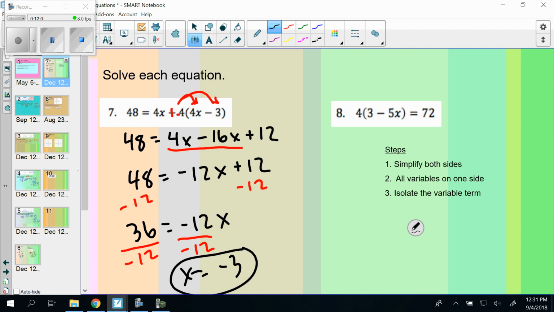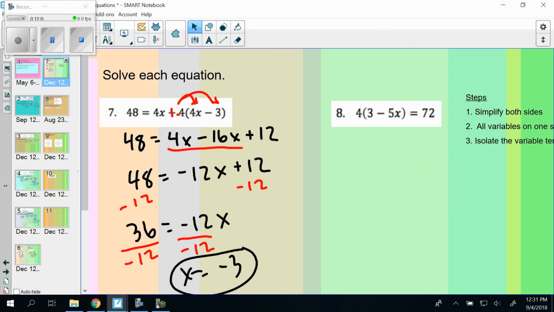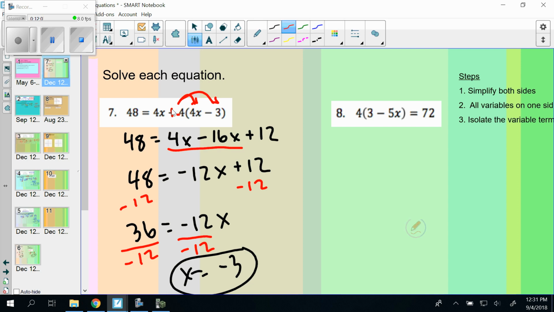Okay. Why don't you pause the video, try this last one, and see what you get for a solution here. All right, let's see how you did. This one, very similar to the last problem we did. Start by distributing here. Multiply both by 4. Okay, now get your constant terms together by subtracting 12.